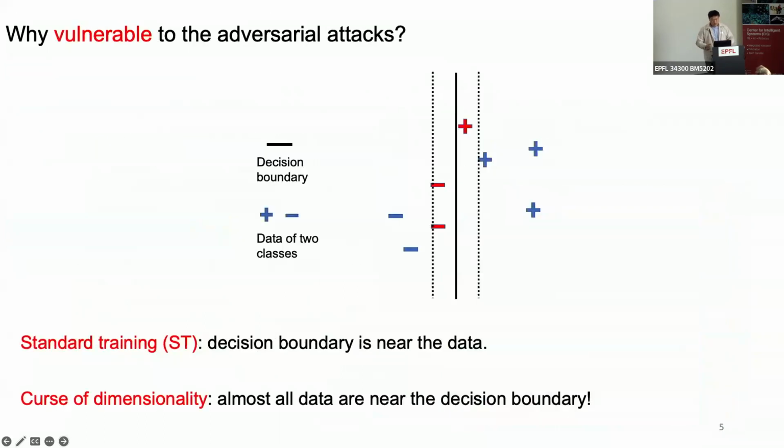Why are machine learning models so vulnerable to adversarial attack? It is because standard training outputs a model whose decision boundary is near the data. Therefore, when we slightly perturb the near decision boundary data, the model will make mistakes. Even worse, due to the curse of dimensionality, almost all data are near the decision boundary.